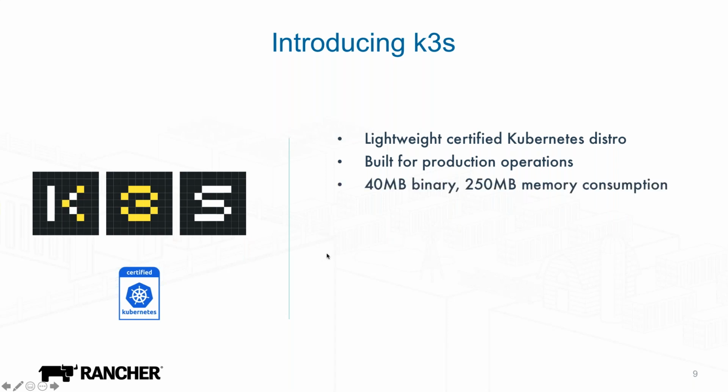So we have compressed it down to a 40 megabyte binary. It's a single binary, where Kubernetes is multiple binaries that need to get installed. K3s is a single binary, and it consumes about 250 megabytes of memory. And I'll show you the memory consumption during the demo as well.